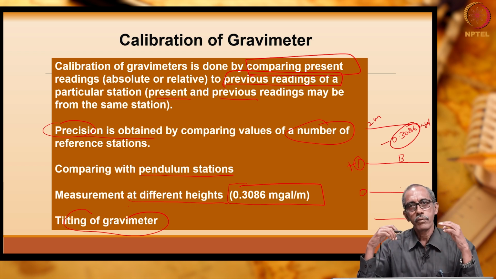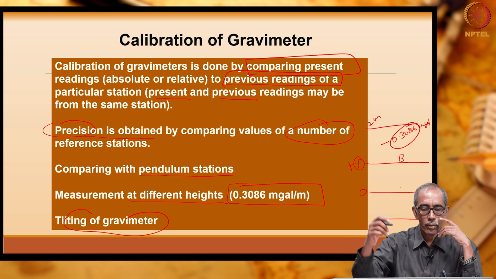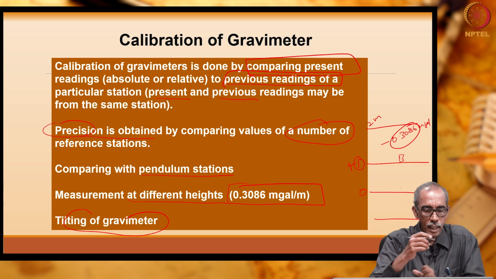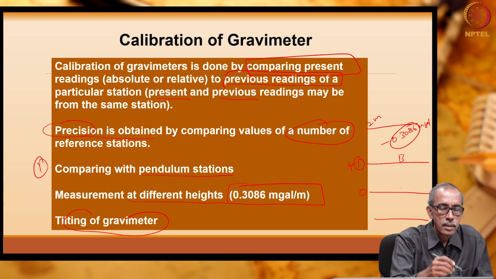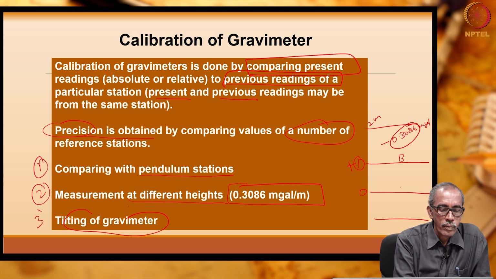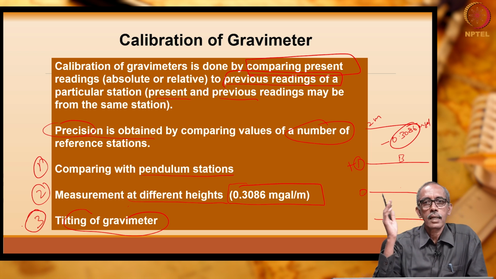That means what we have seen? We have seen a number of methods of calibration. Precisely, we can say 3 methods. These 2 are more or less the same. One is taking the instrument to the reference station, two is taking measurements at different heights, and method three is tilting the gravimeter.